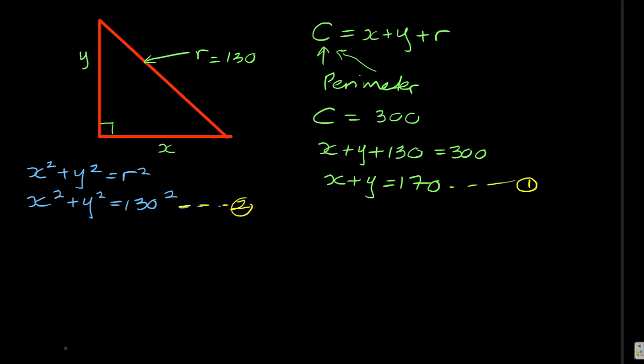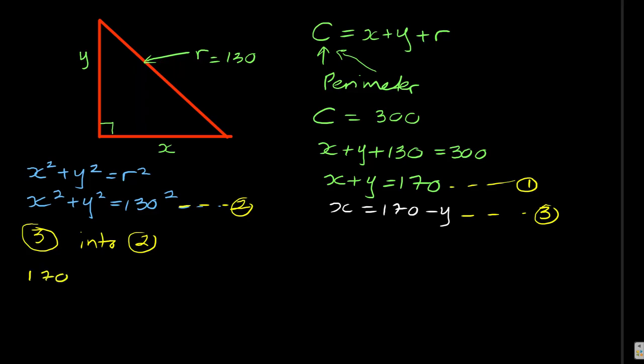Alright, now if we look at equation 1, you can now make either x or y the subject of the formula. I'll make x the subject, so x is equal to 170 minus y. This is my equation 3. So now I'm going to take my equation 3 into equation 2. So what am I going to have? Where there is x, I'm going to have 170 minus y, squared, plus y squared is equal to 130 squared.